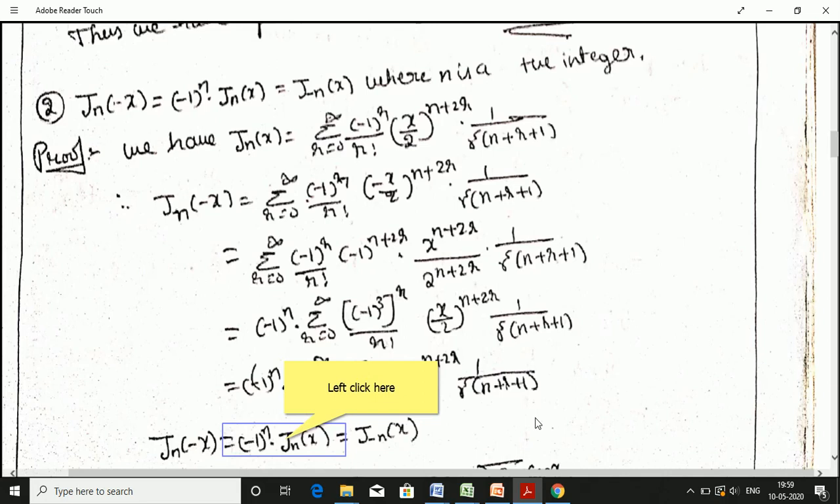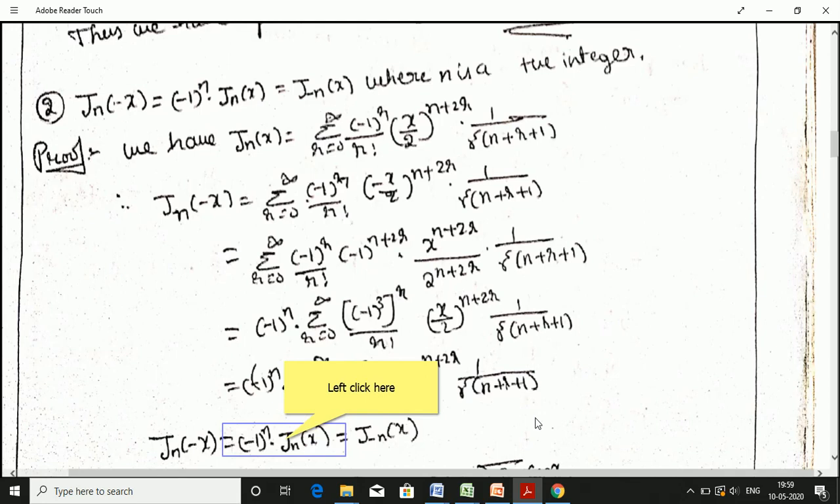Once again, by definition, Jn of x equal to sigma r equal to 0 to infinity minus 1 power r divided by r factorial into x by 2 to the power of n plus 2r into 1 over gamma of n plus r plus 1. Here I required Jn of minus x. So put x is equal to minus x.